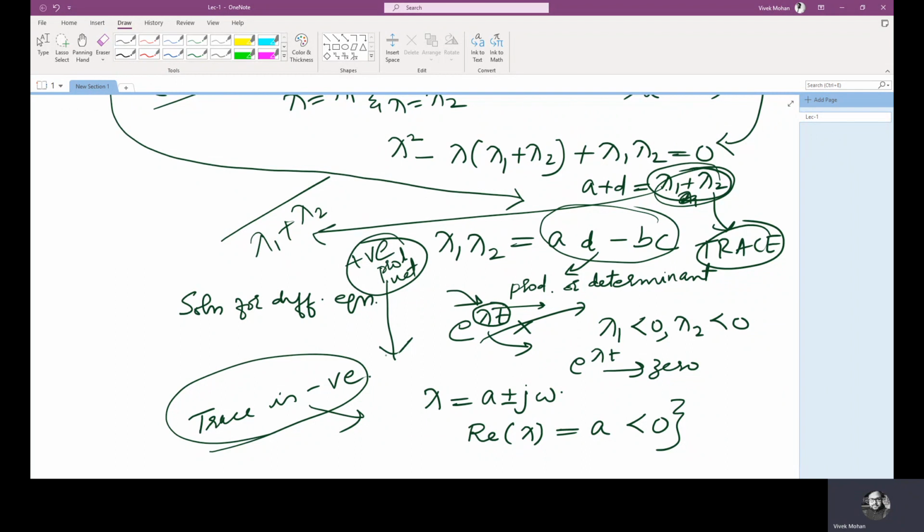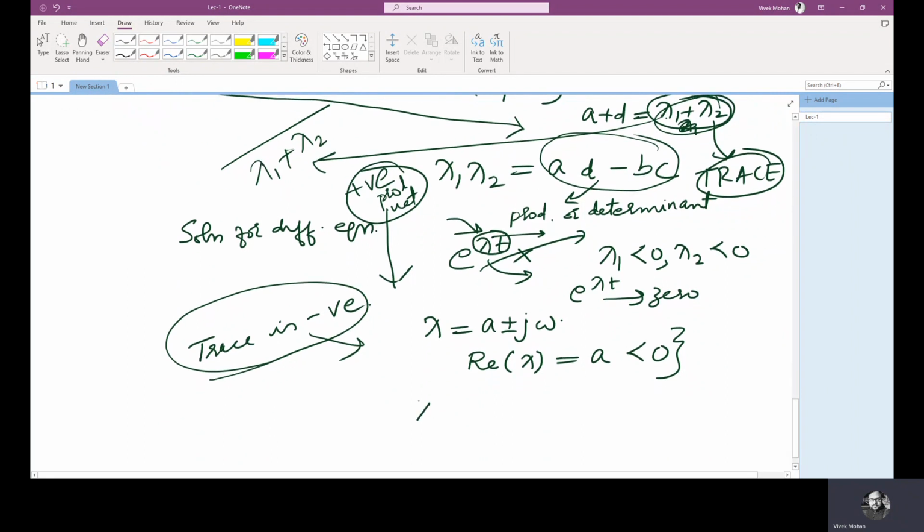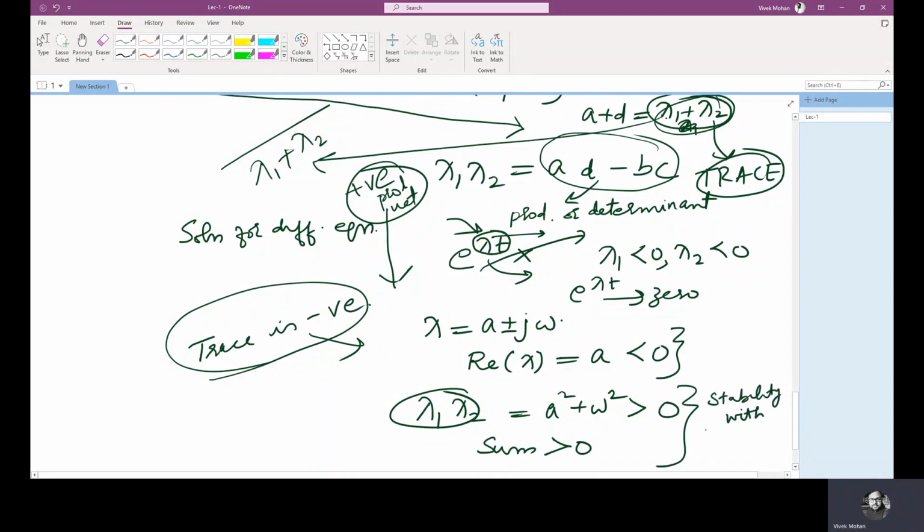Now, if complex, then what about the product? Complex means lambda 1 and lambda 2 are complex. Lambda 1 times lambda 2 equals a squared plus omega squared, if it is in the form a plus j omega, which is greater than 0. So the product is greater than 0, and the sum is again negative. So these are the conditions for stability with complex eigenvalues. And these are the conditions for stability for real eigenvalues.